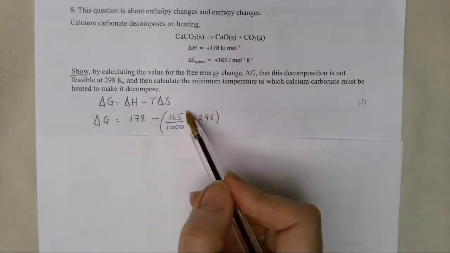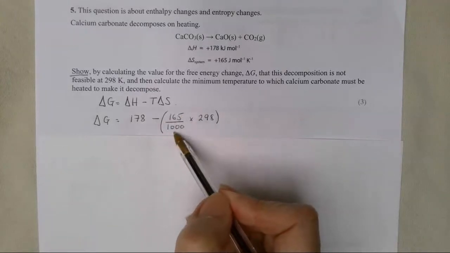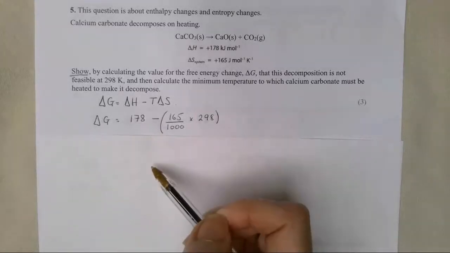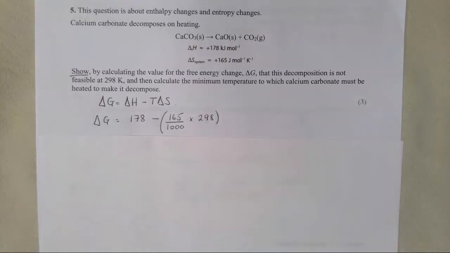We're going to be careful to remember to change this term here into kilojoules, because everything else is in kilojoules and we want our answer to be in kilojoules per mole. So when we do that in our calculator, we should get plus 129 kilojoules per mole.